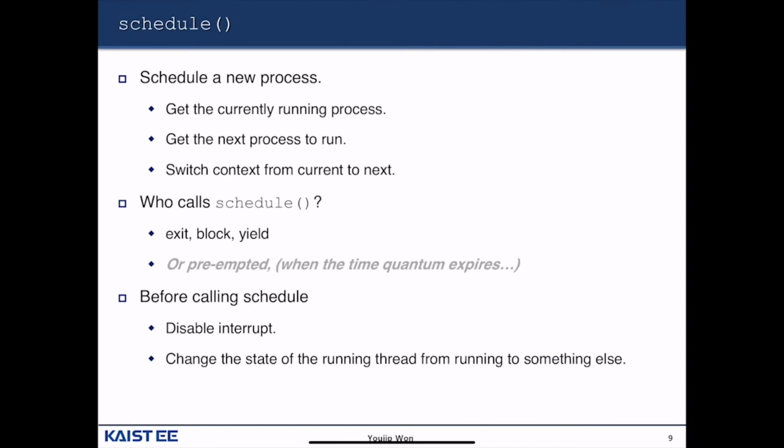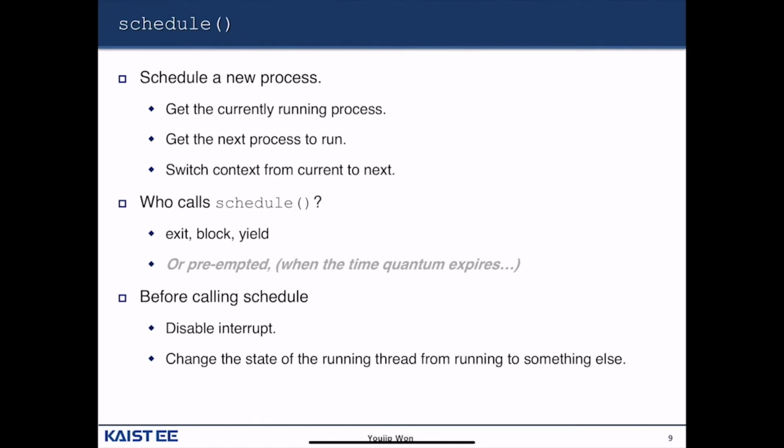Let me explain the function schedule. It is a very important function. Let me put 3 exclamation marks. It is a function which the operating system calls when it needs to schedule a new thread. Scheduling a new thread means the operating system kicks out the currently running thread, then finds the next thread to run and puts it in the CPU.